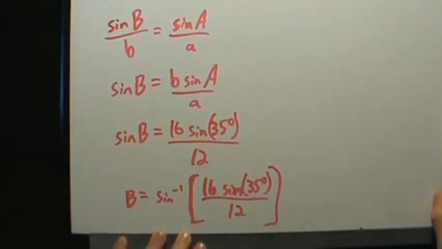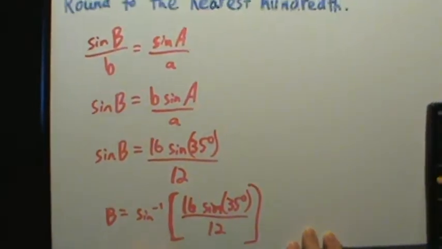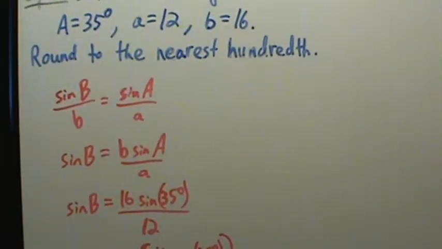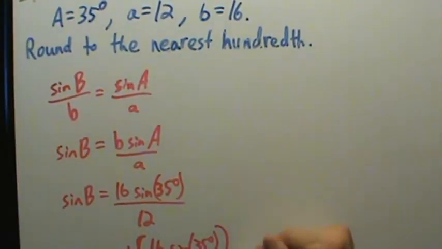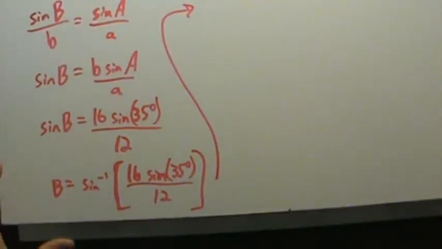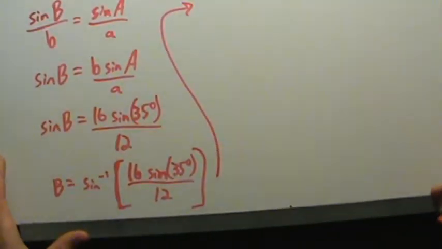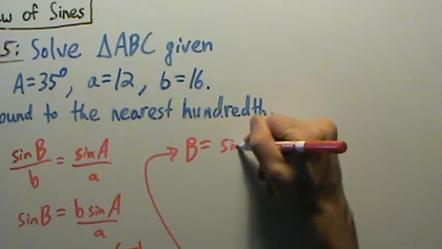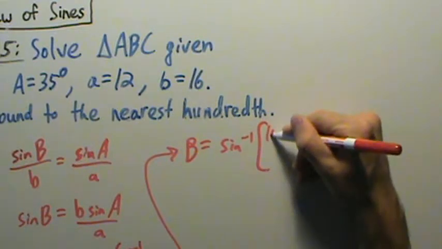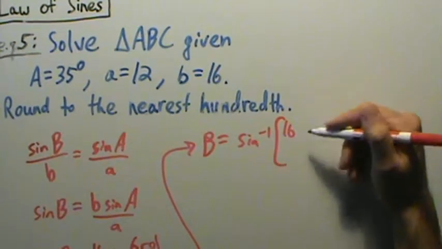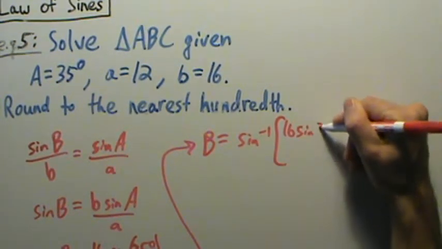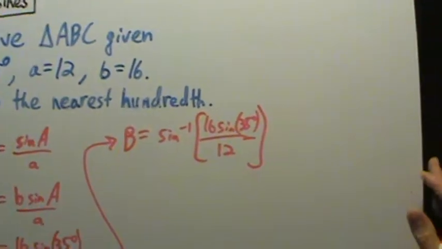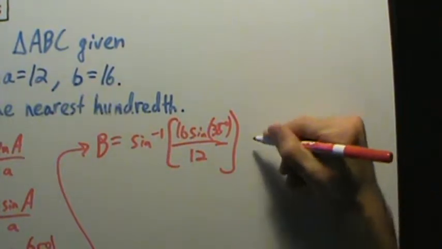With that being said, there is one other thing we have to worry about, which we briefly mentioned in the last video. So B equals the inverse sine of 16 sine 35 degrees all over 12. So we have that. But there's something else that we can do.